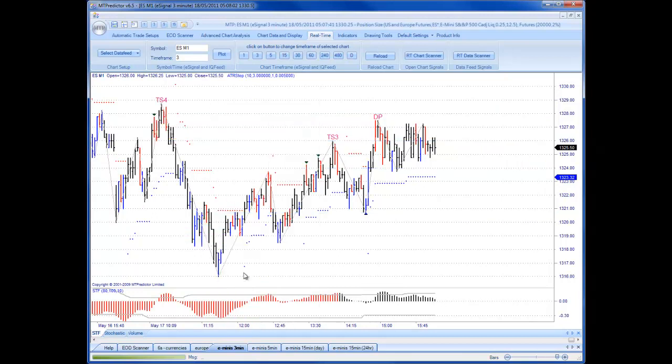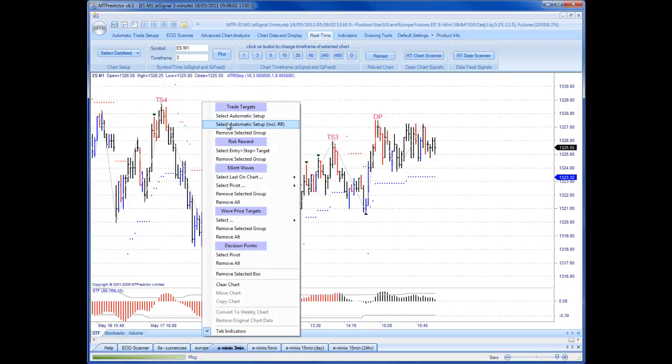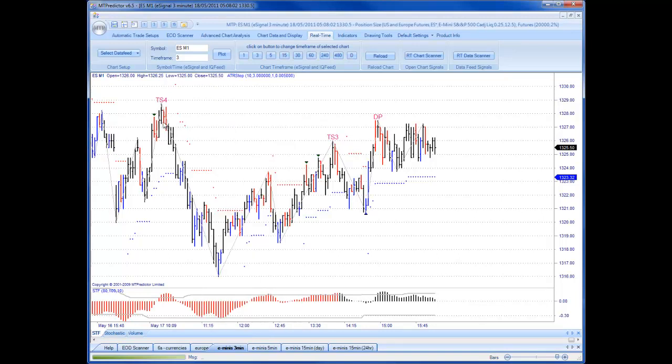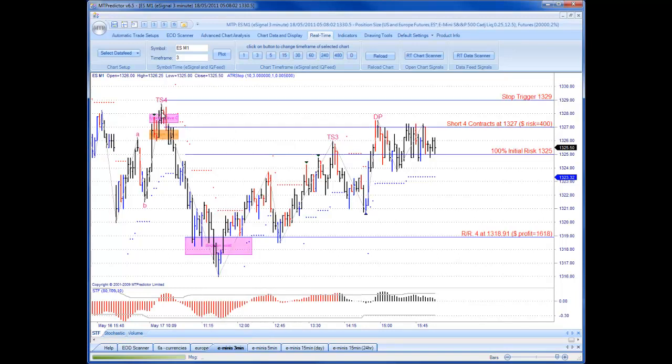Clear the chart. Then we had another setup a couple of bars later, so again select automatic setup, click on the color reversal bar. This time we nailed the high beautifully. This time we came down to the first target. STF is weak, and here you can see we made +4R.